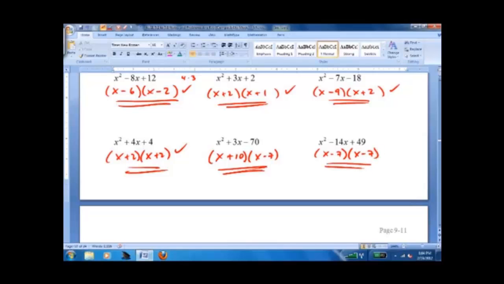No, I don't have an answer key sitting next to me. Practice makes perfect. And you just look. 10 minus 7 is positive 3. 10 times negative 7 is negative 70. 2 times 2 is 4. 2 plus 2 is 4. Negative 7 plus negative 7 is negative 14. Negative 7 times negative 7 is positive 49.